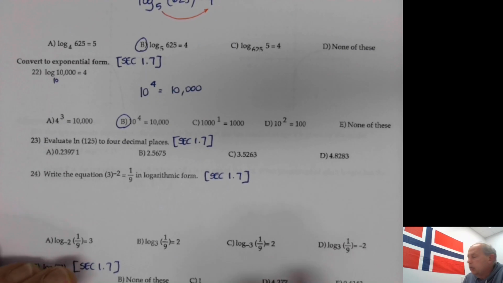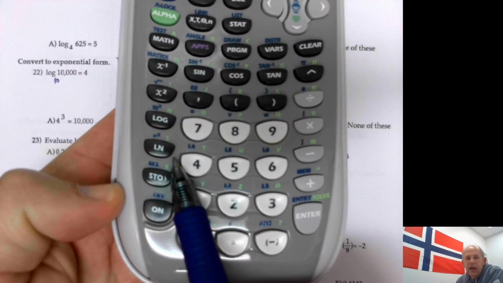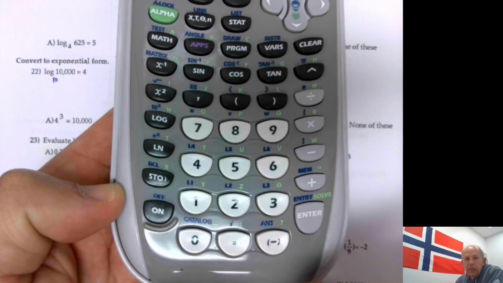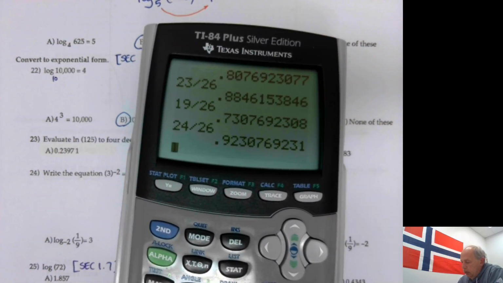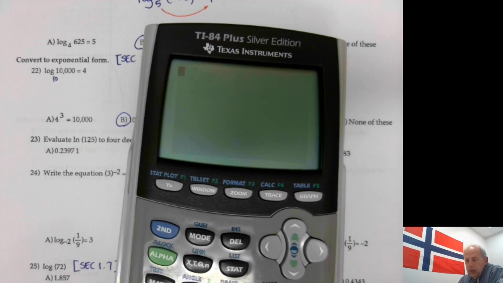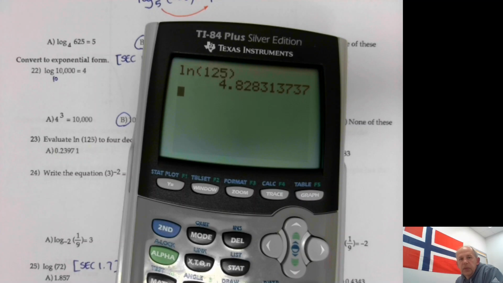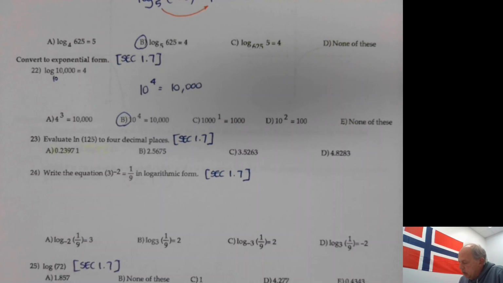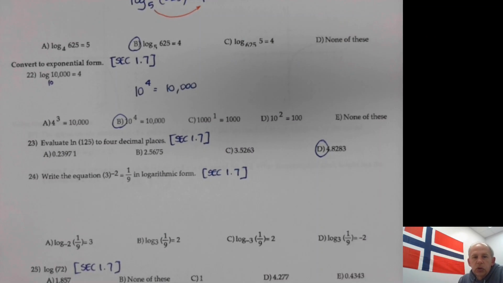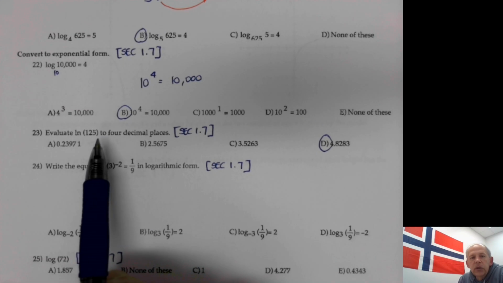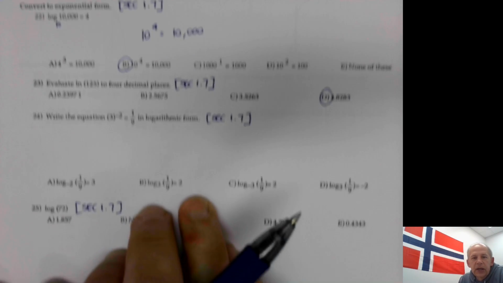Next one, using your calculator with the natural log. Let me just review this real quickly with you. I happen to have a graphing calculator. I'm going to enter in natural log of 125, which would give me 4.828. My answer is choice D. If you have a cell phone, you'd enter in 125 first and then the natural log key.